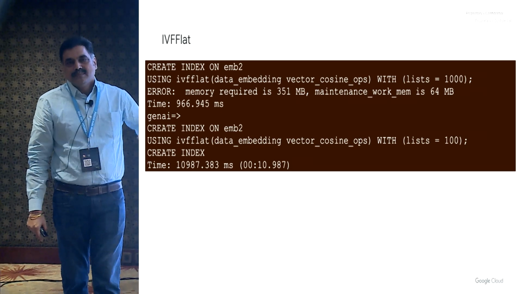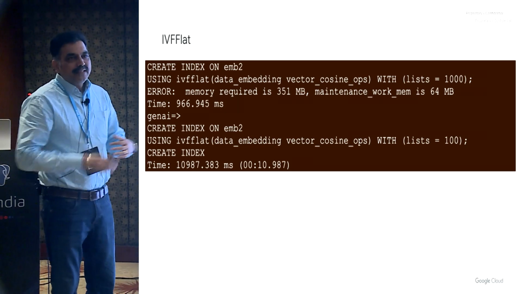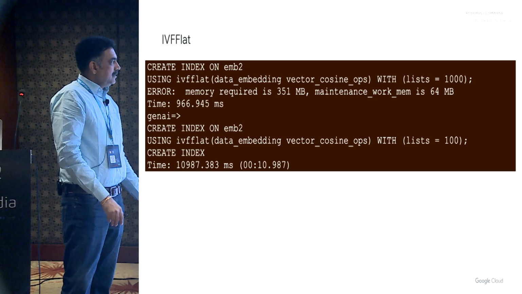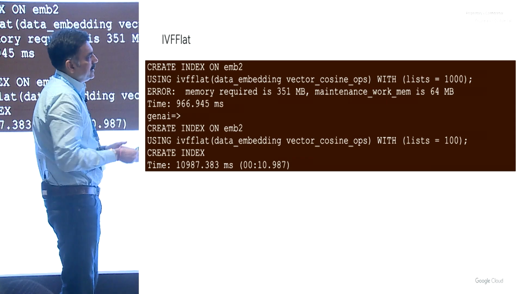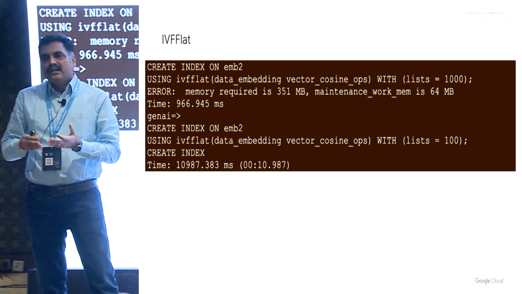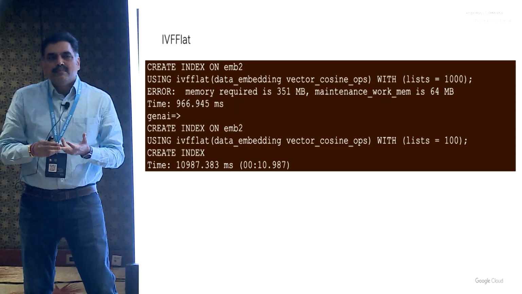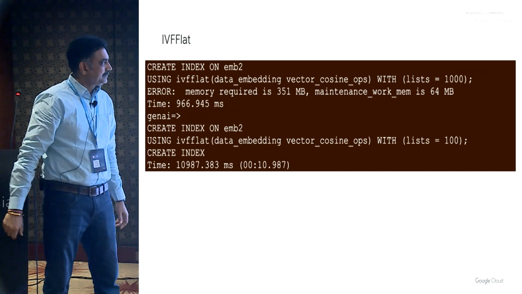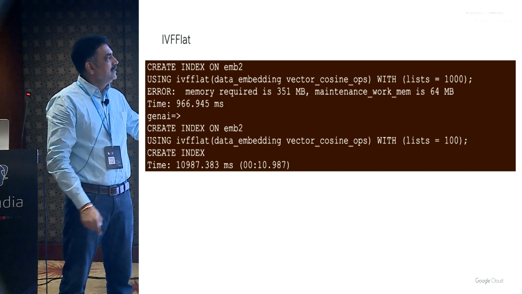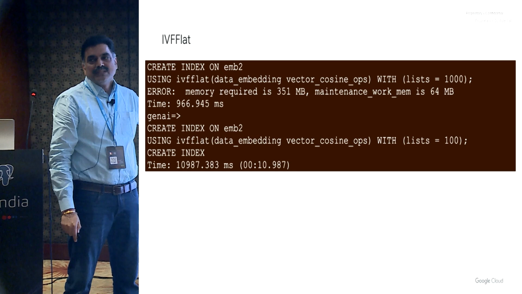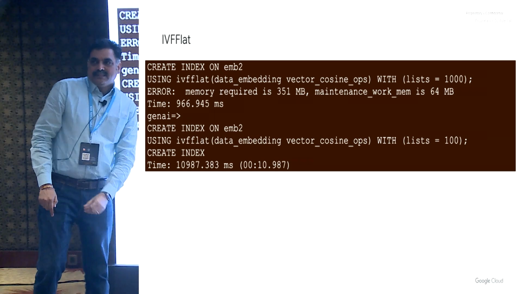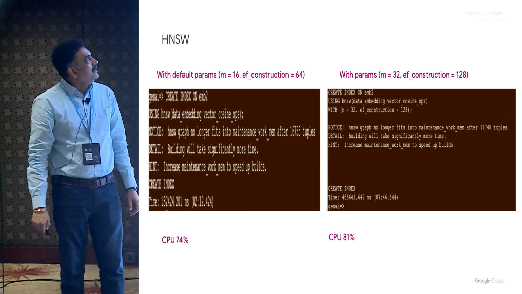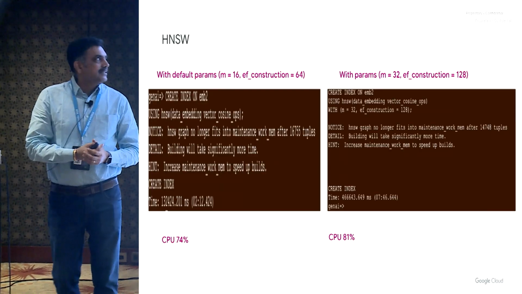I'll show you how much time HNSW took, and then we can have the comparison. But are we clear that I can reduce the list, my index memory size, as well as the build time also reduces? Obviously, it also compromises on search quality, so we have to strike a balance. Good. Now let's go to HNSW.